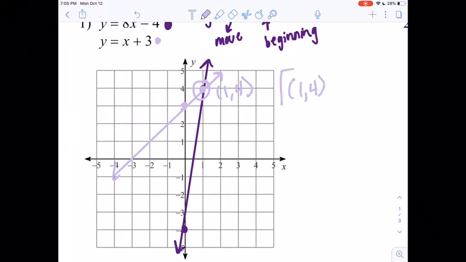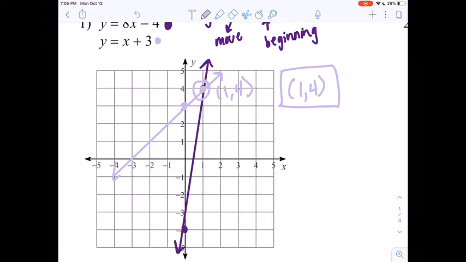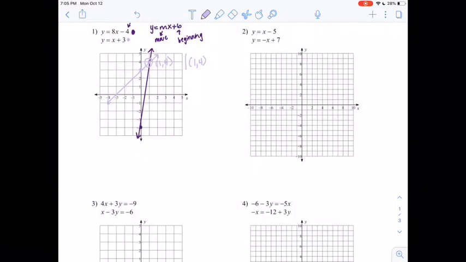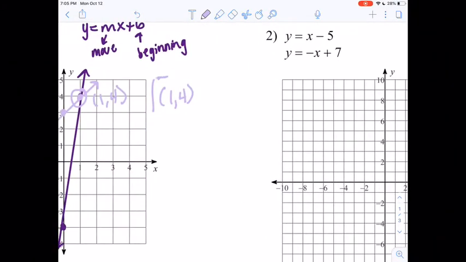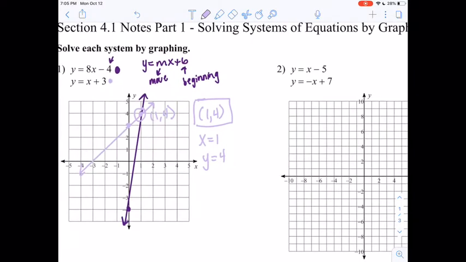And we're going to write our answers as ordered pairs. What this ordered pair is saying is that my x is equal to 1 and my y is equal to 4. So if I plugged in 1 for x and 4 for y in both of these equations, it would make both of the equations true.